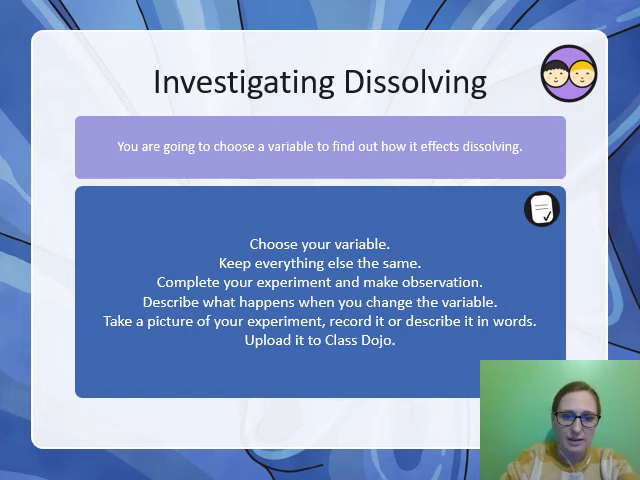Let's just run through this again. By now you should have chosen your variable or one thing and thought about how to keep the other things exactly the same. Once you're ready, complete your experiment and make an observation. You can pause the video now if you wanted to do that right now. Once you've done that, you need to describe what happens when you change the variable. Then you need to take a picture of your experiment or record it or describe it in words. Once you've done that, you can upload it to ClassDojo.